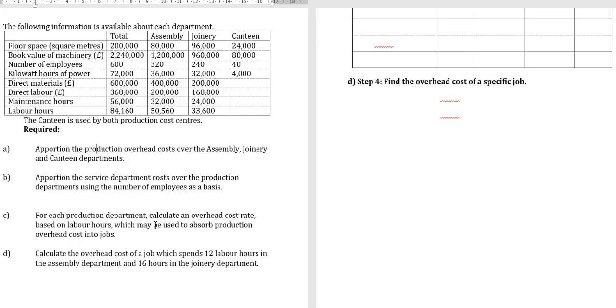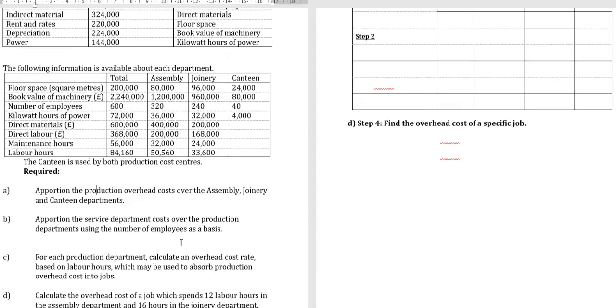As I mentioned before, if I mention the overhead cost rate, you need to do A and B plus C. So for each production department, calculate an overhead cost rate based on labor hour, which may be used to absorb the production overhead cost into jobs. 4, calculate the overhead cost for a job which spends 12 labor hours in the assembly department and 16 hours in the joinery department. Let's answer this question.